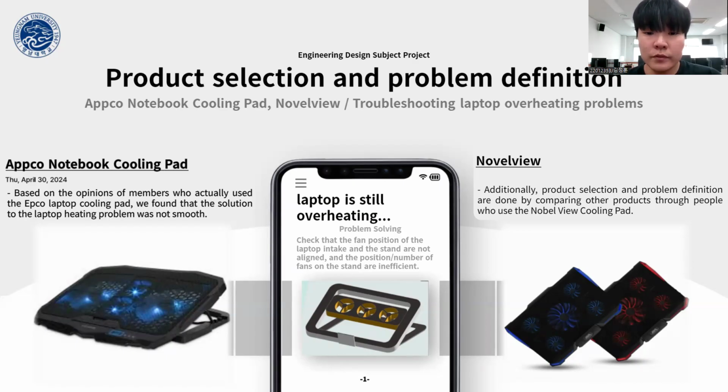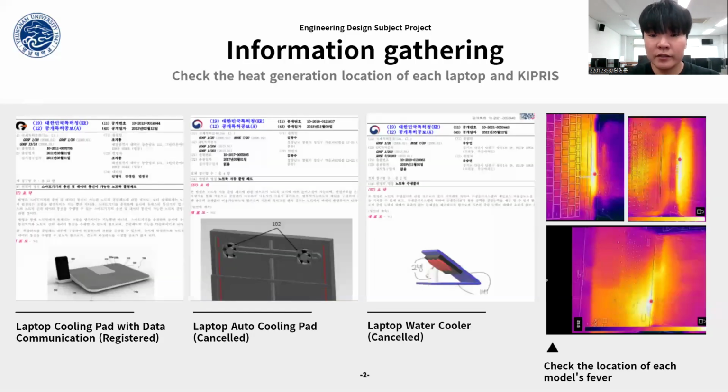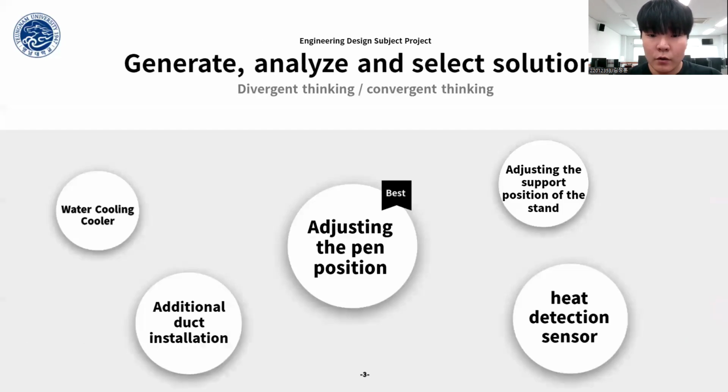To solve this problem, as I mentioned, we checked the location of heat generation in various laptops and collected information by looking up various material potentially related to laptop cooling. Finally, we adopted a method to directly adjust the position of the fan up and down as a final solution.